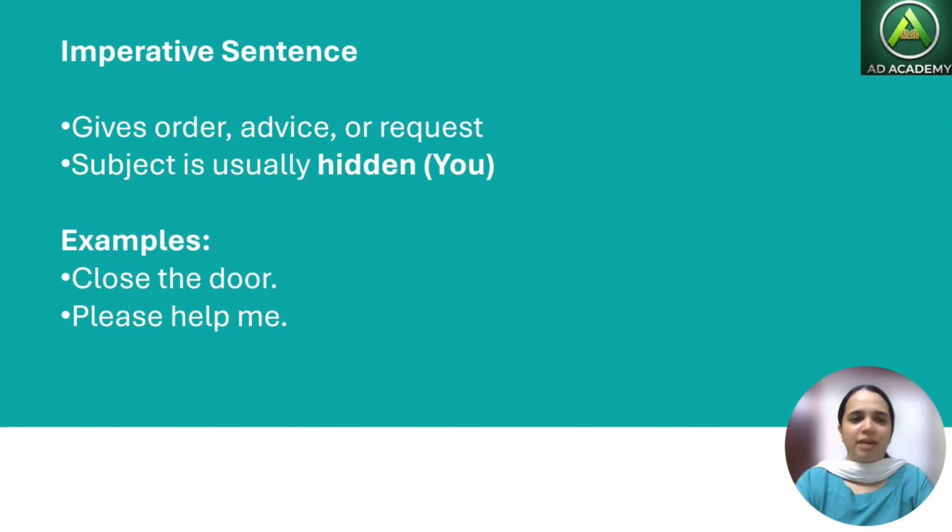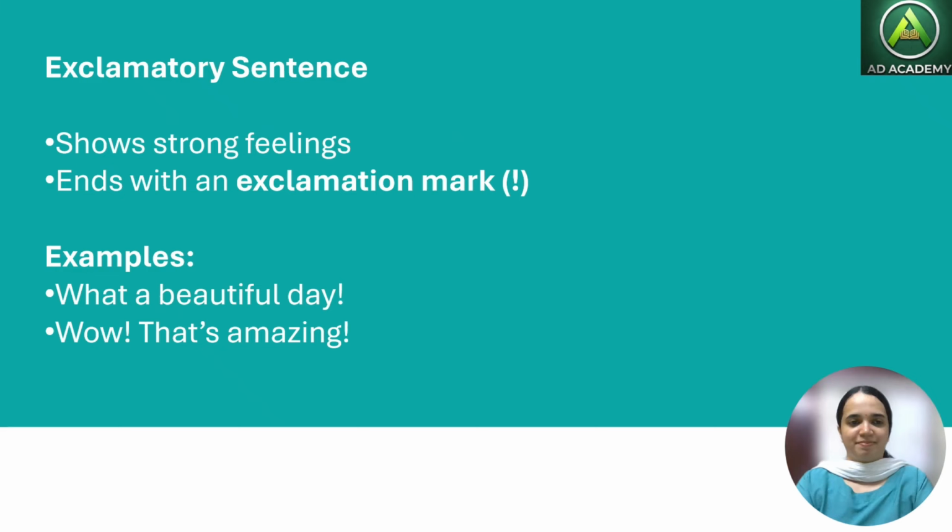Next is an imperative sentence. It's like giving an order or giving advice or requesting something. So the subject is usually hidden. For example, please help me, or could you please help me? It's like a request. And for advice, you should study hard for the exam. Here we are using the subject. So what else can you comment for all categories? What other sentences come to your mind? You can just comment it.